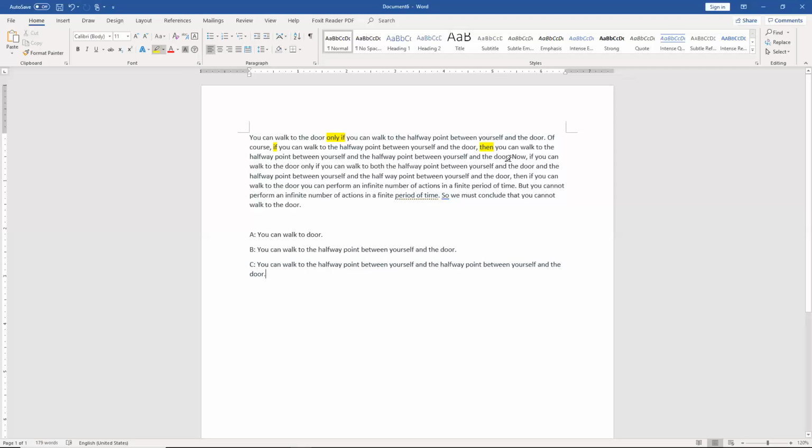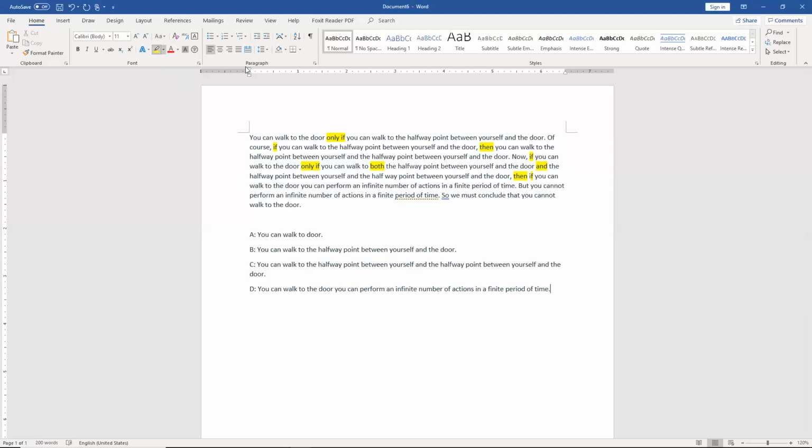So continuing. Now, if you can walk to the door, only if, it's another connective, you can walk to both the halfway point between yourself and the door and the halfway point between yourself and the halfway point between yourself and the door, then if you can walk to the door, you can perform an infinite number of actions in a finite period of time. This sentence is a doozy. It's got a lot going on. We'll get to symbolizing it in a moment. But for now, let's just add another atomic sentence to our list. Here, D: you can perform an infinite number of actions in a finite period of time. That's our fourth atomic sentence.